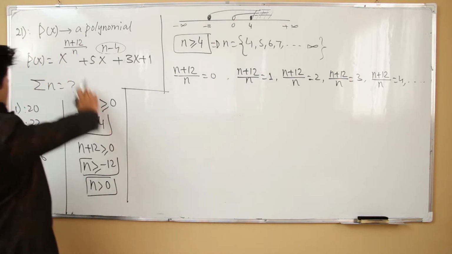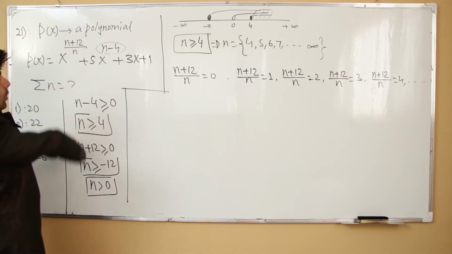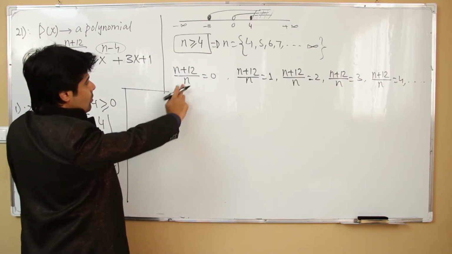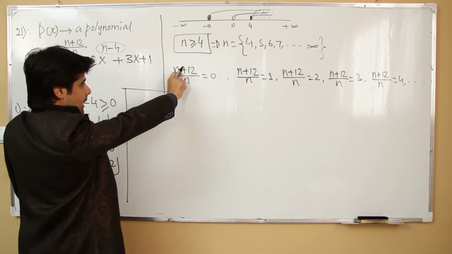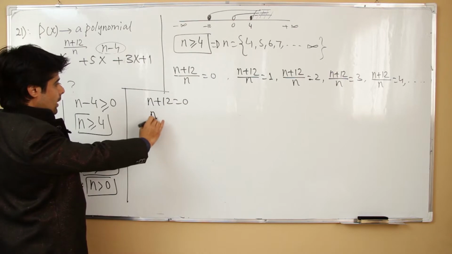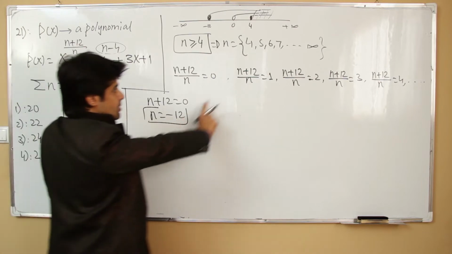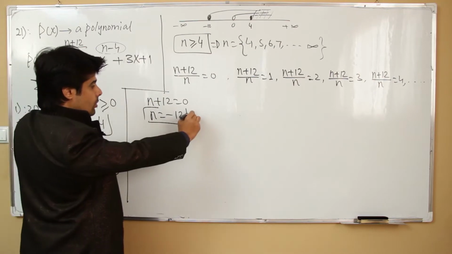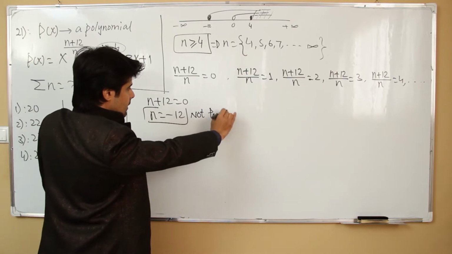Am I right? Yes. But here the difficulty, or the trick for this question, is in this fraction. Now you have to solve this equation. In a fraction, when the numerator is 0, n plus 12 must be 0, so n is minus 12. But the condition is that n cannot take minus 12, it takes 4 and above. So this is not possible in this question.